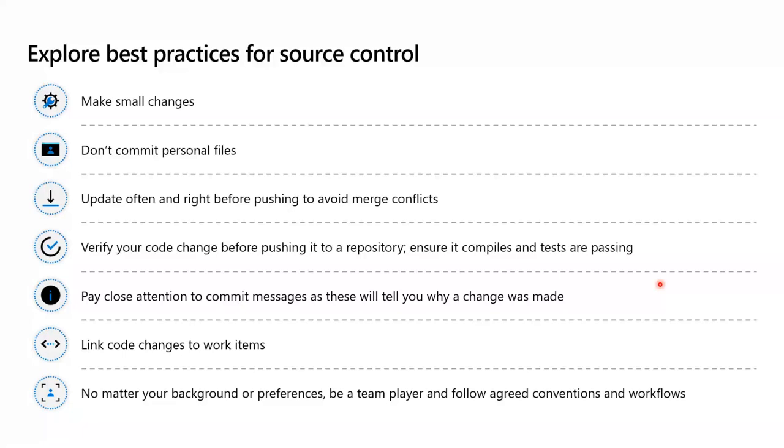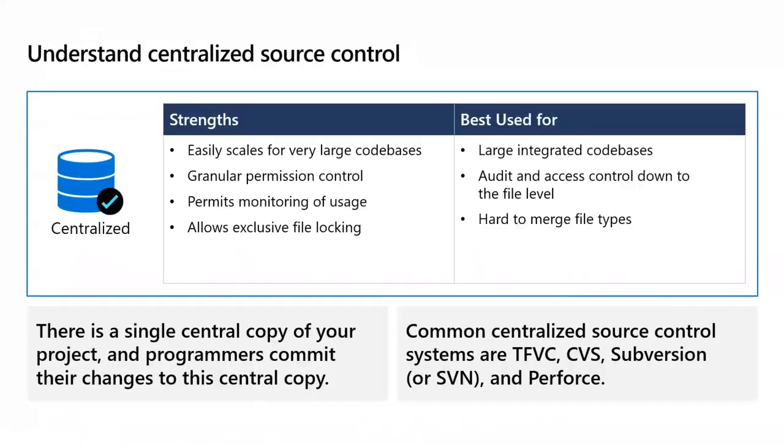Or link code changes to work items. It is another good practice. No matter your background or preferences, be a team player and follow agreed conventions and workflows. Actually, there are two types of source control systems. We have centralized source control systems and distributed source control systems.